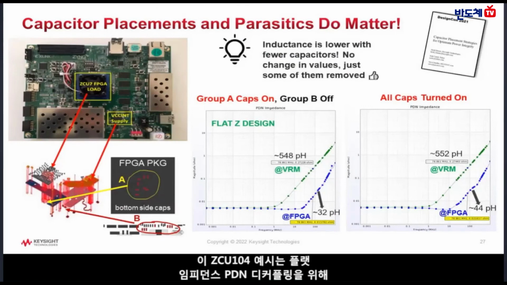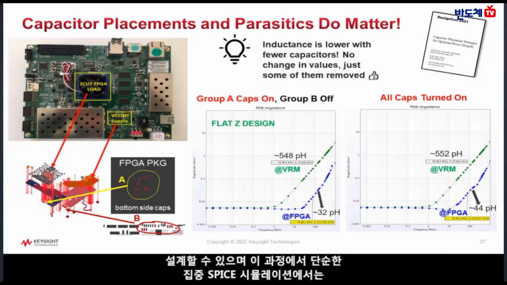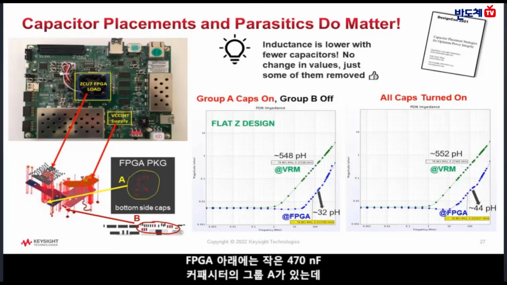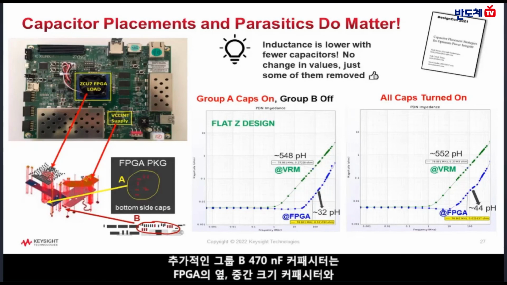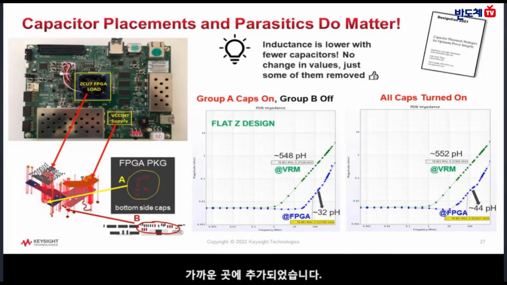This ZCU104 example can be designed for flat impedance PDN decoupling, and in doing this, one finds some interesting results that a simple lumped SPICE simulation would not show. Under the FPGA is a group A of small 470 nanofarad capacitors, shown here in the bottom left. Because there was limited space, additional group B 470 nanofarad capacitors were added off to the side of the FPGA, close to some of the other medium-sized capacitors.